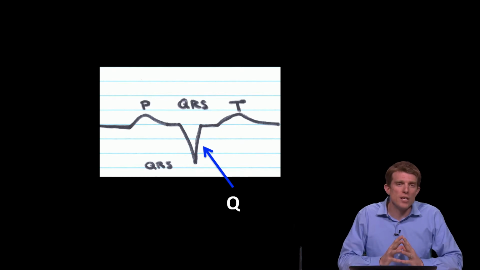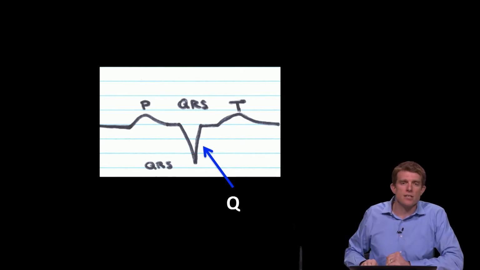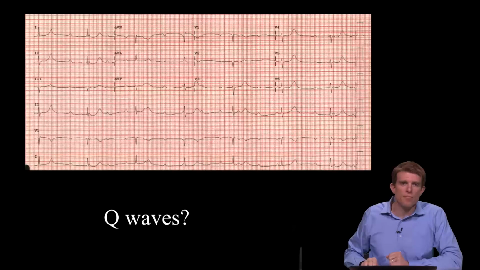So there's multiple ways you can have a Q, but really what it means is that the first deflection is down. So in this QRS complex, all you have is a downward deflection. So this is just a Q wave. It's still called your QRS complex, but it's entirely consistent of only the Q wave.